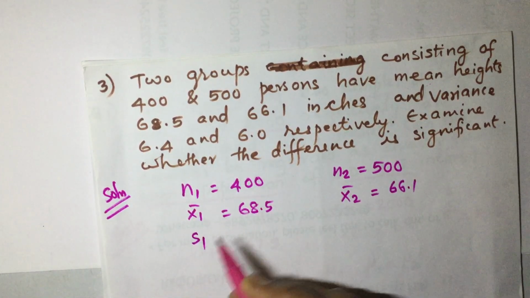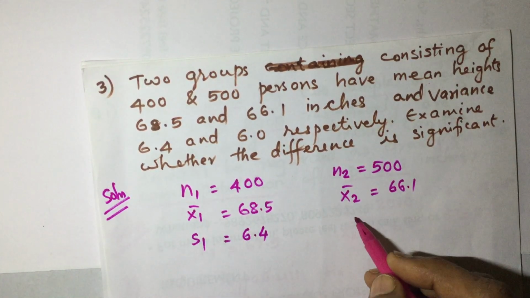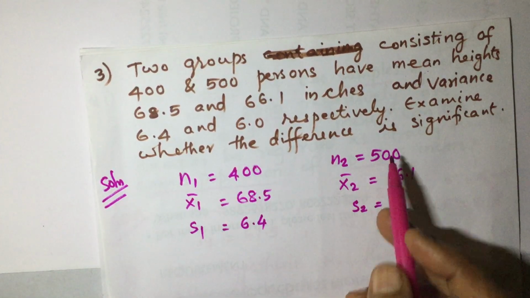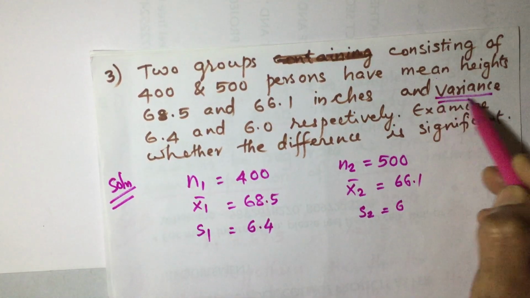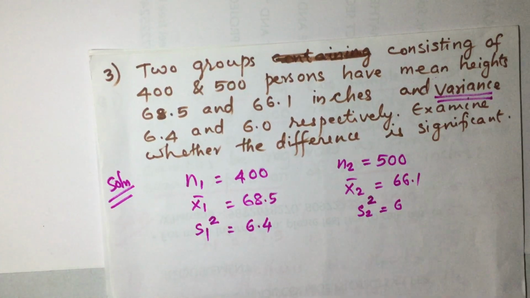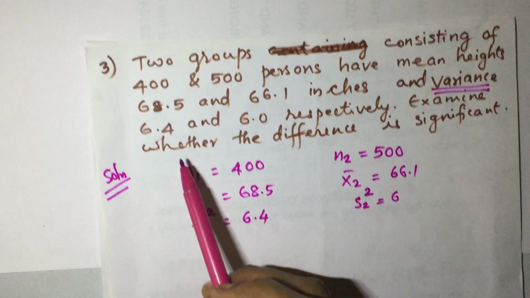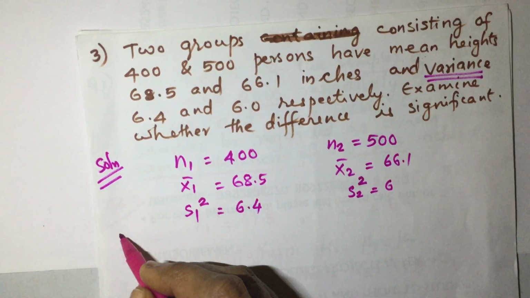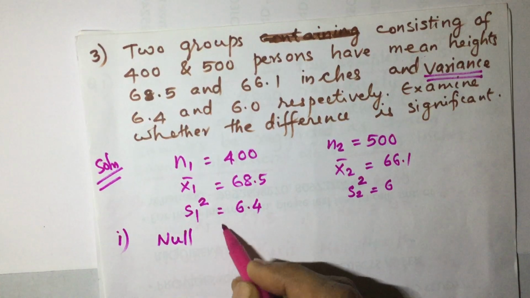So here also sample is given. Examine whether the difference is significant or not. Here variance is given, not standard deviation. Variance is given means this is S1 square and this is S2 square, because square root of variance is standard deviation. So S1 square is 6.4 and S2 square is 6. So we need to test whether difference is significant or not.